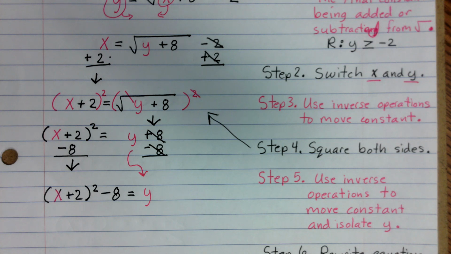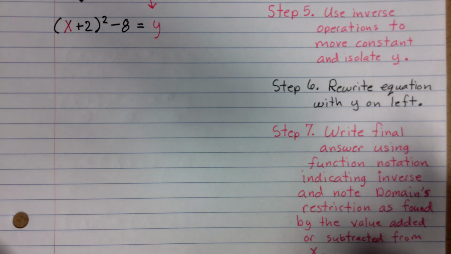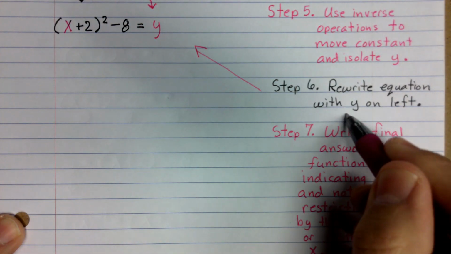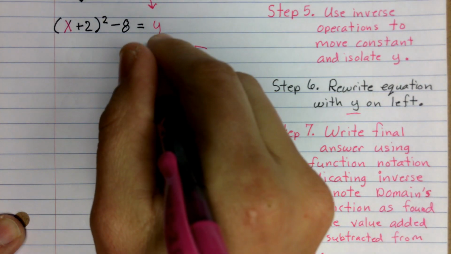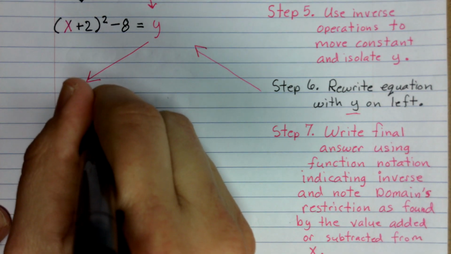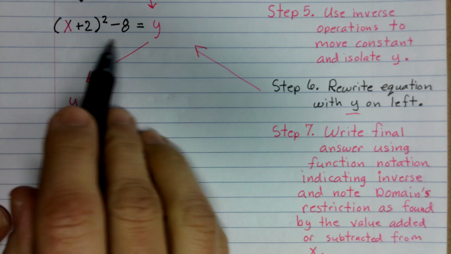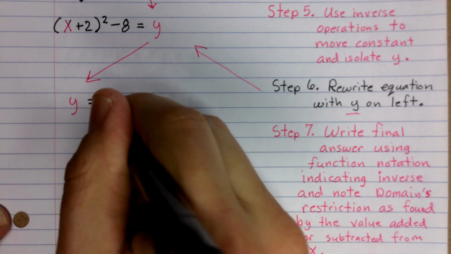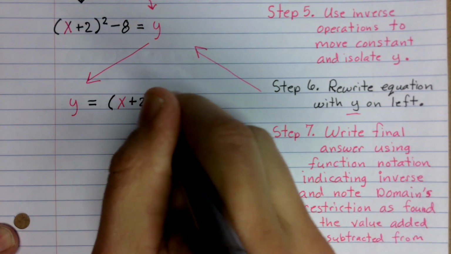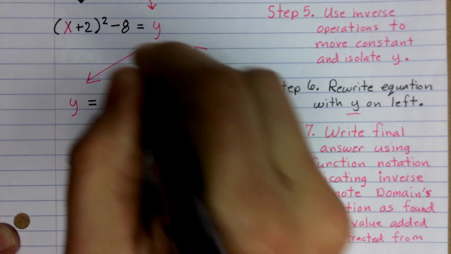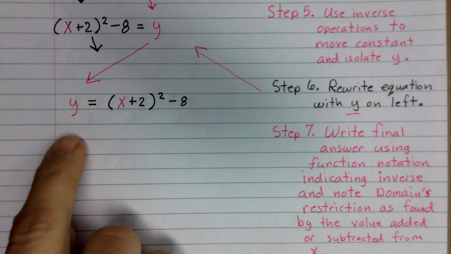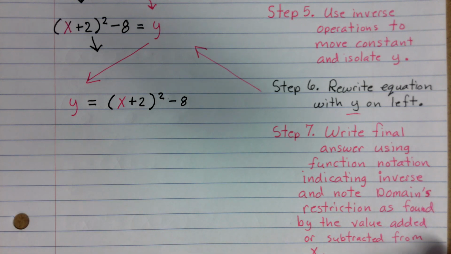So we're really close to being done at this point. So now we're going to do step 6, which says rewrite the equation with y on the left. Okay, so I'm going to take this y value and move it over here to the left. y is equal to, and I'm going to write what we have on the left side of the equation now, x plus 2 squared minus 8. So we just took that, brought it down, and notice just like a pancake, we picked it up, flipped it over. That way the y is on the left.